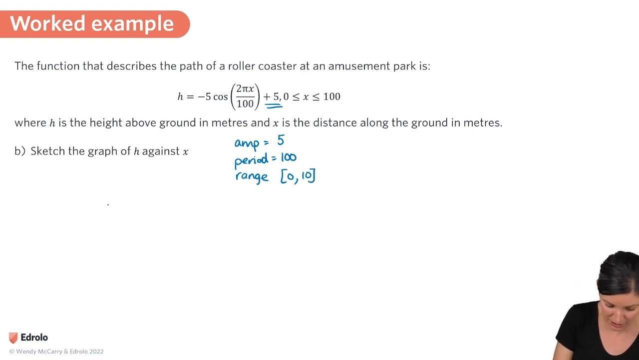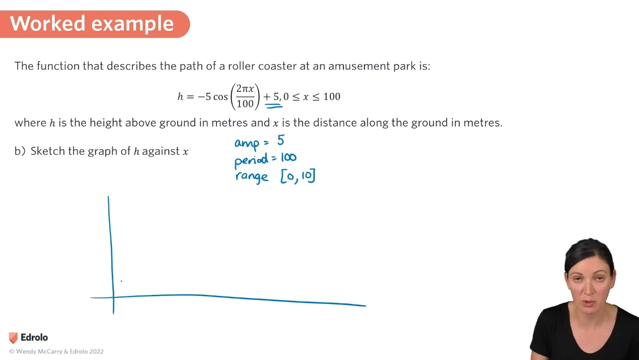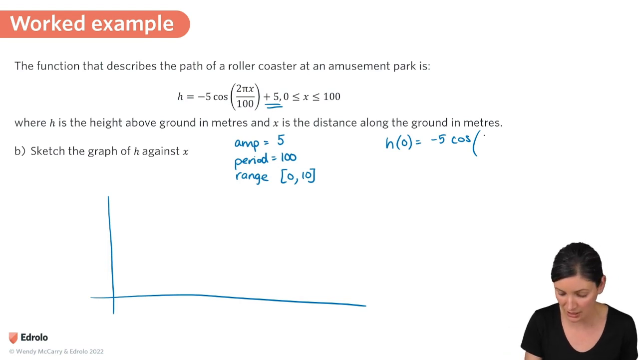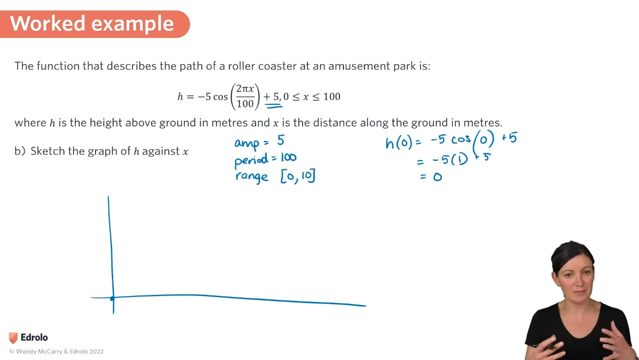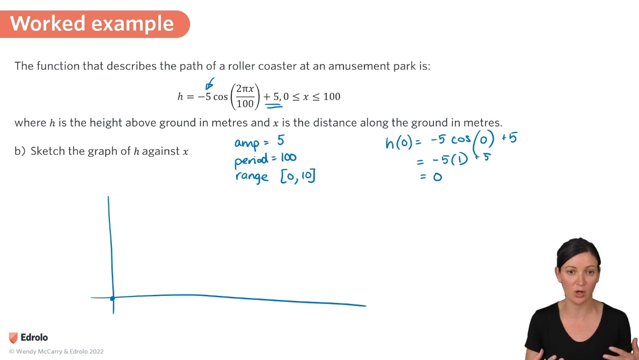Let's start to sketch this, really roughly. We would start when x is equal to 0. We can put in x equals 0 and work this out. We end up with -5 cos of this whole thing, which becomes 0, because 2 pi times 0 over 100 is just 0, plus 5. Cos of 0 is 1, so we end up with -5 times 1 plus 5, which is 0. So my starting point is 0, 0, and that makes sense because we're dealing with a reflection. We've got that -5, a reflection of the cosine curve.